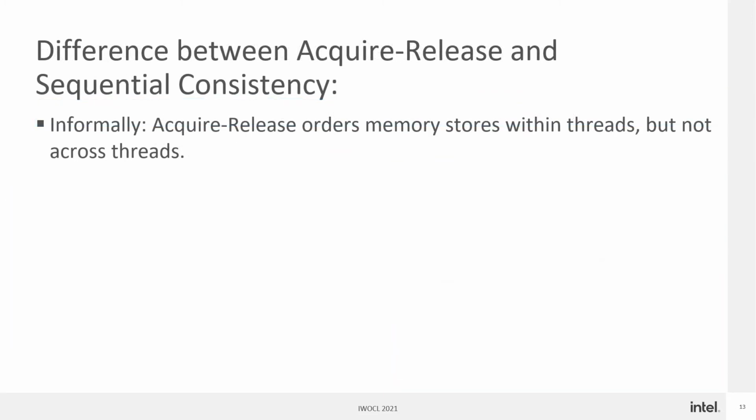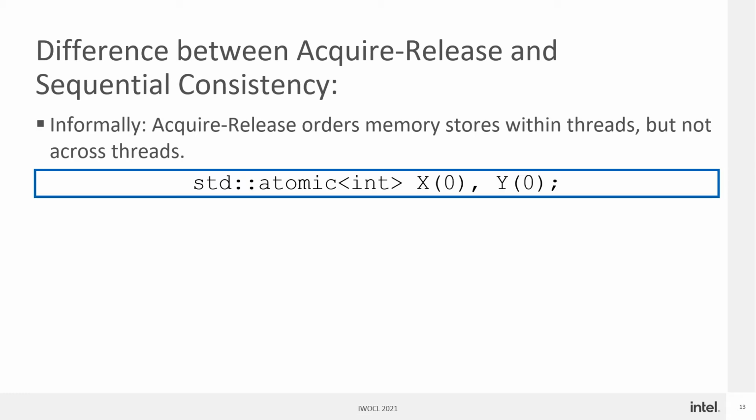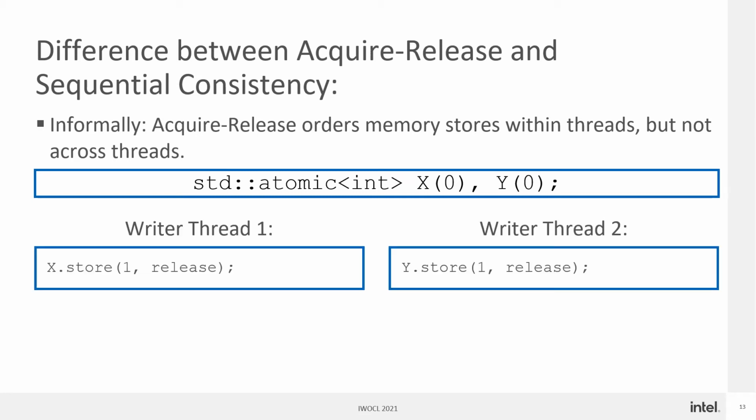So if the previous example that used acquire and release memory orders behaved the same as the example that used sequentially consistent atomics, what's the difference between the two? Well, informally, the acquire and release memory orders order the memory stores within threads, but not necessarily across threads. So let's go back to our previous sequentially consistent example. We have the same two atomic variables, x and y, which we have initialized to 0, and we have the same two writer threads, which are going to store the value of 1 to x and y, except in this case, they're going to do the store using the release memory order.